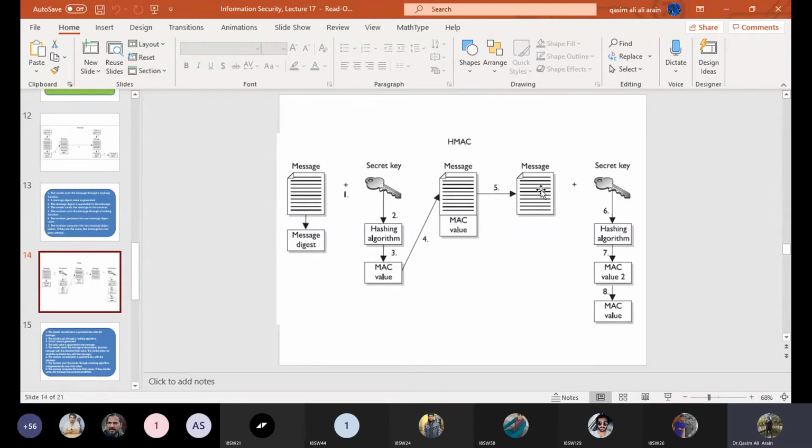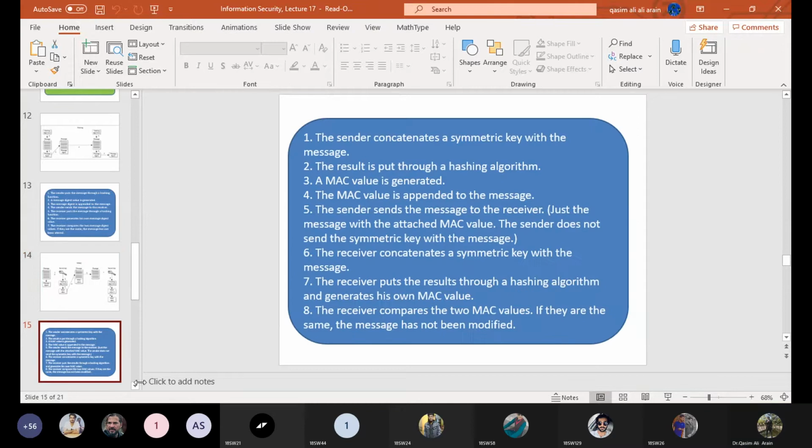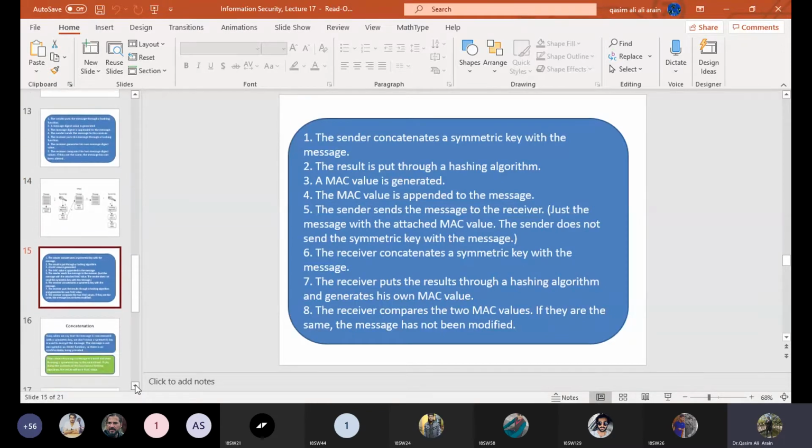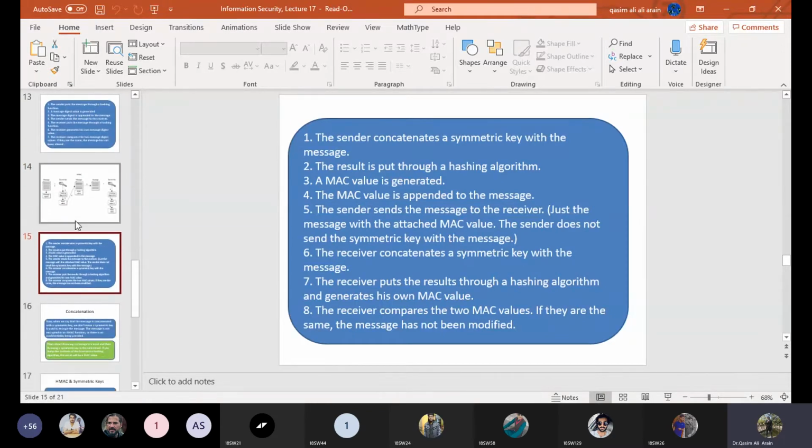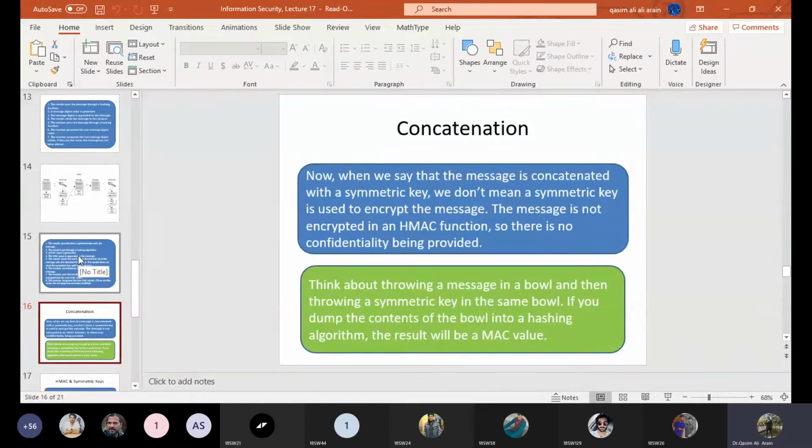At the destination, that message and the secret key that is available with the receiver are added and passed through a hashing algorithm, and another MAC value is generated at the receiver's end also. Now that MAC value and the MAC value that is coming from the sender are both compared. If they are the same, your value has not been altered. If they are different, your value has been altered, right? ये सारे steps हैं, from 1 to 8, the same that I have explained in the diagram. You need to read it by yourself.